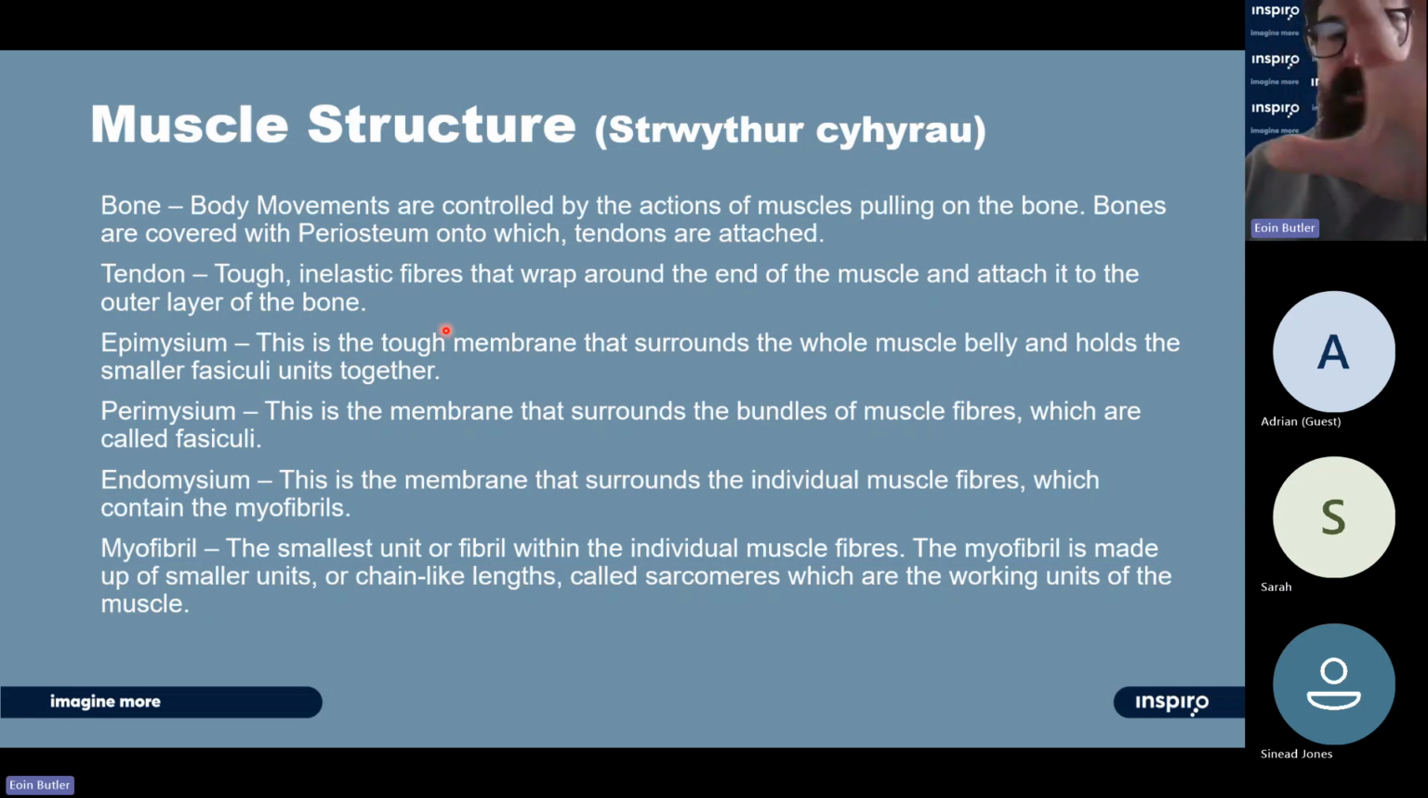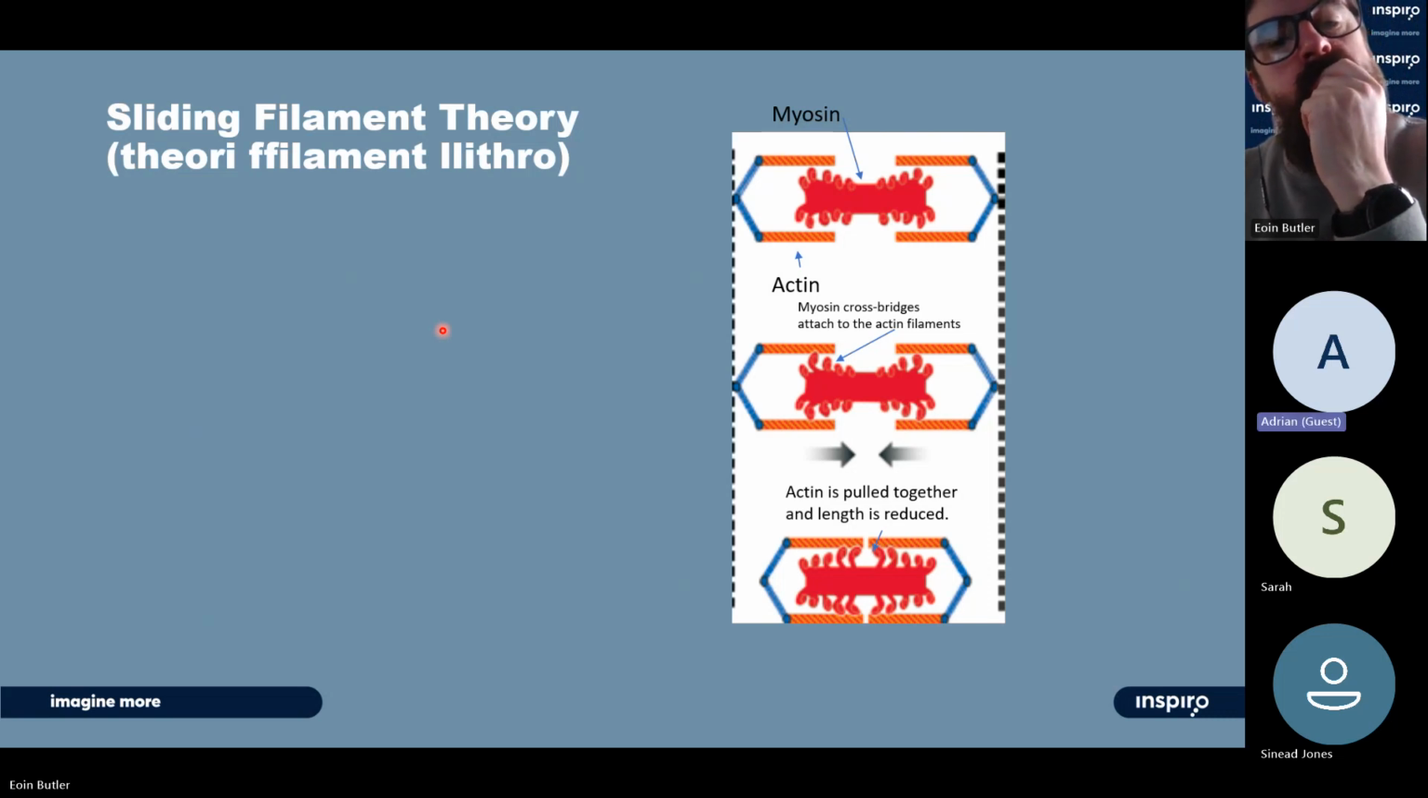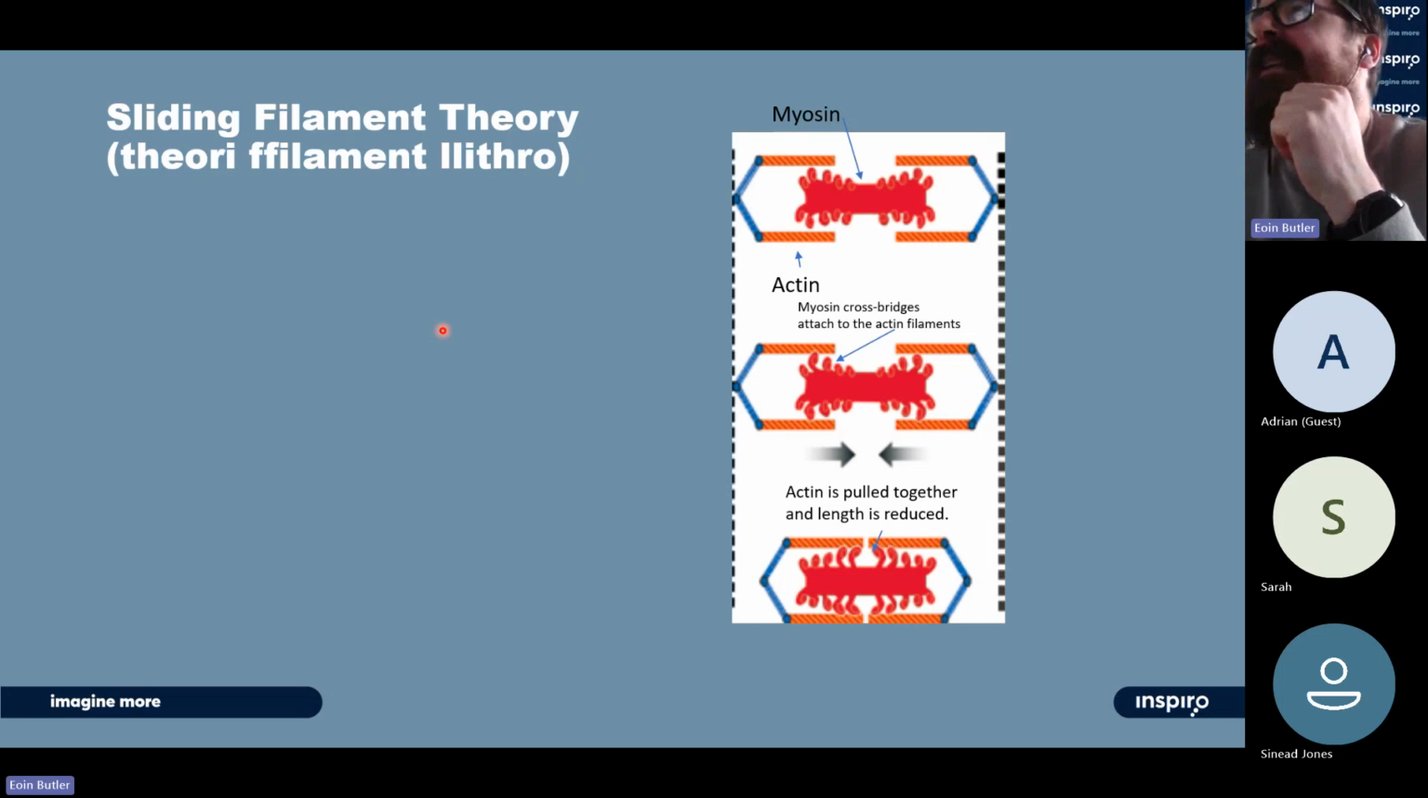As always, I'll be sending these slides out along with some extra resources. The next section we're going to look at is the sliding filament theory. Does anybody know, or has anybody heard of the sliding filament theory, what it states? No idea, to be honest. Okay, so the sliding filament theory is all about muscle contraction and how a muscle contraction occurs.